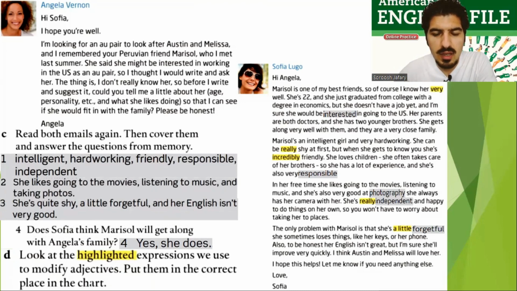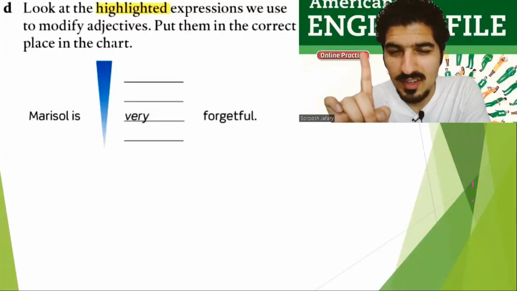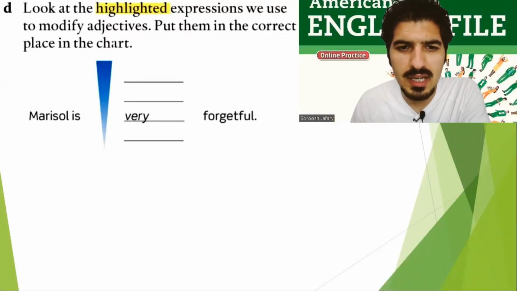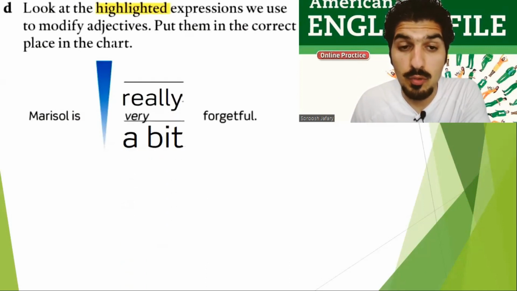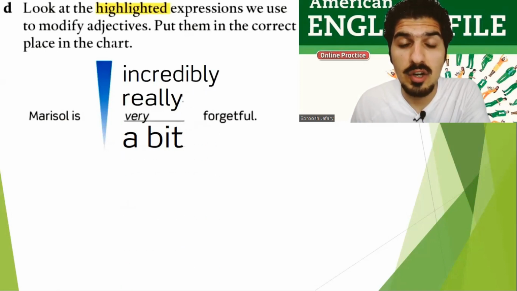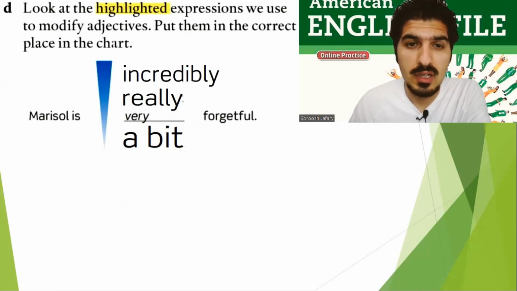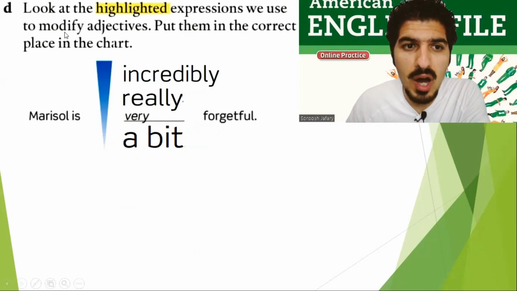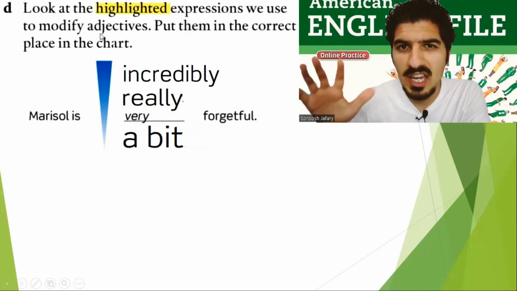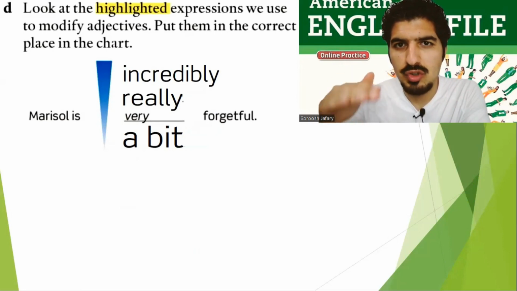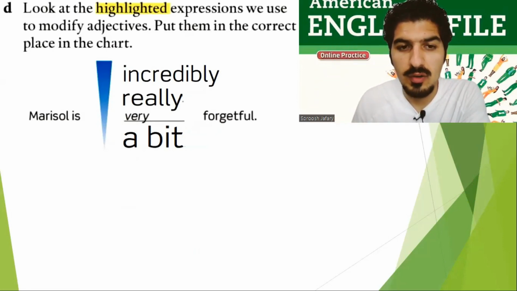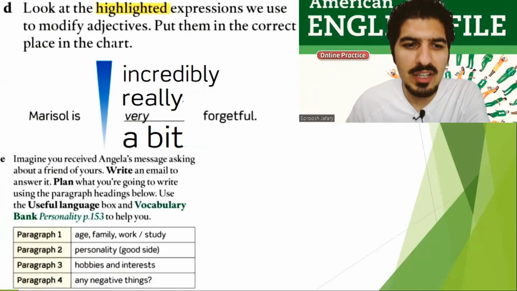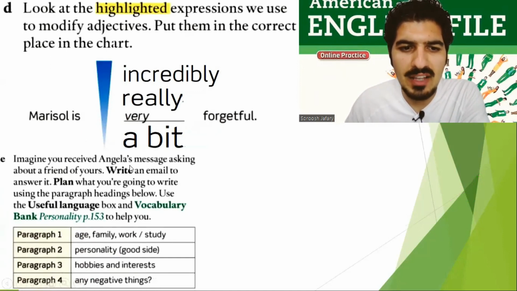All right? Remember them. We need them. Great. Now, look, Marisol is a bit forgetful, very forgetful, really forgetful, incredibly forgetful. So you use these expressions to modify the adjectives, change the adjectives, make them stronger or weaker, right? Very good.